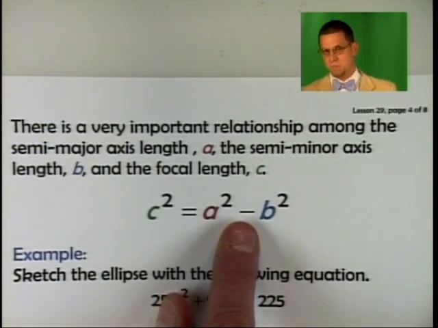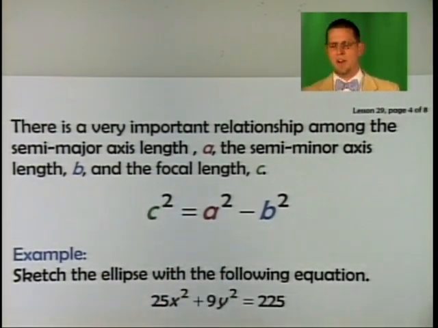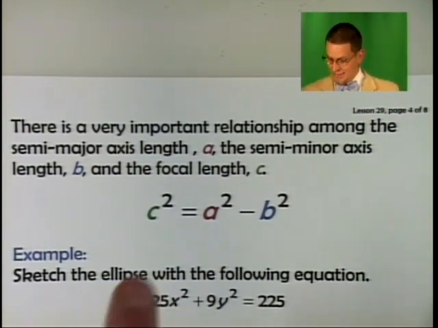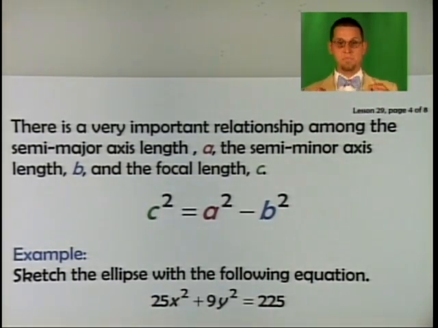But notice that it's not quite the Pythagorean theorem. It's a squared minus b squared. And that's because a and b aren't necessarily the shorter legs of a right triangle. It is derived from that. c, a, and b have very specific meanings now in the context of what we're doing. c is the focal length, a is the semi-major axis, and b is the semi-minor axis. You have to get that straight.